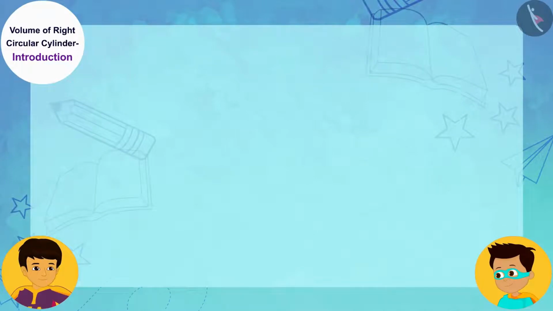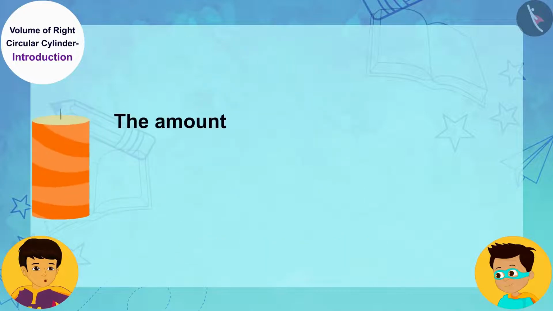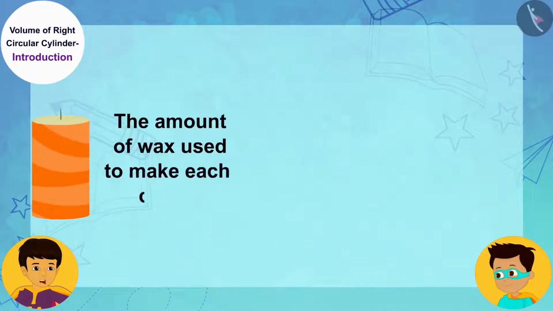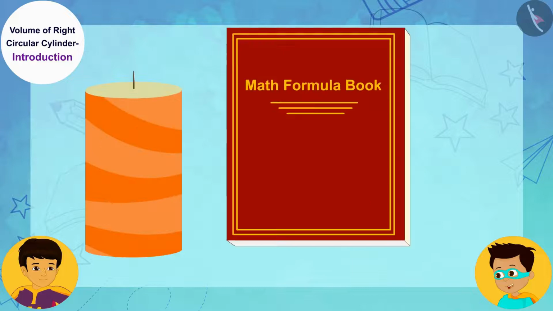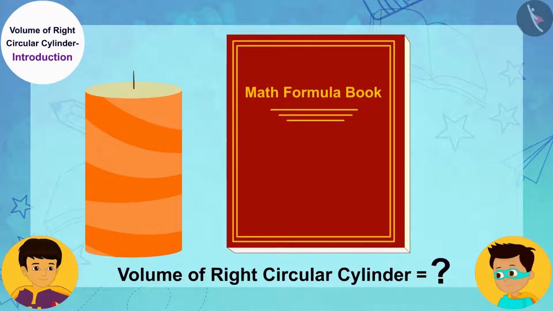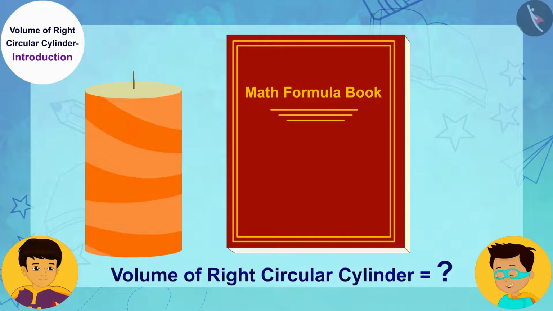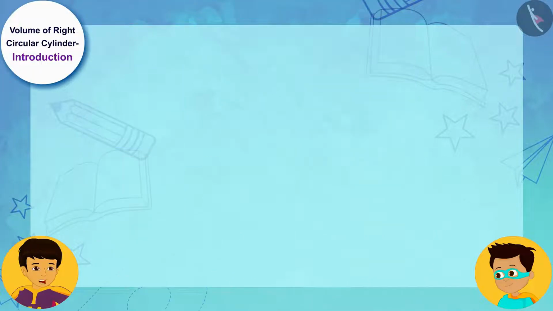Look, Thomas, each candle is a right circular cylinder. The amount of wax used to make each candle will be equal to the space it occupies, that is, its volume. In the previous standard, we learned the formula for the volume of right circular cylinder. But I don't remember it now. Do you remember the formula? I don't remember this formula either. But we can find it again.